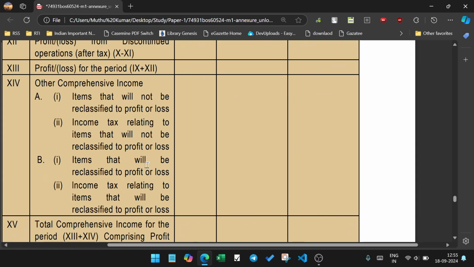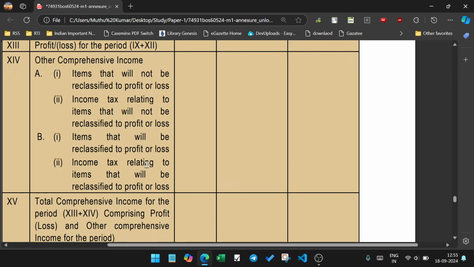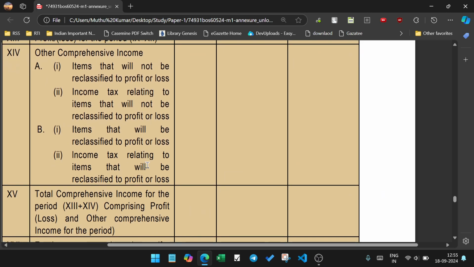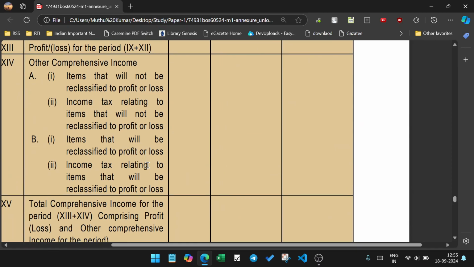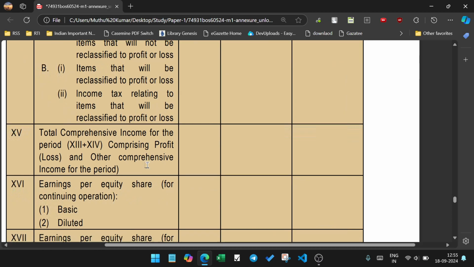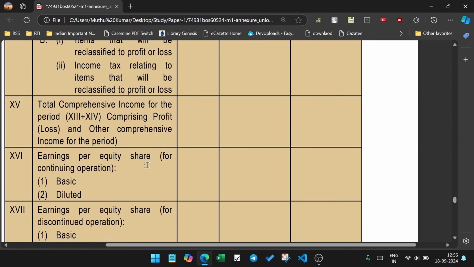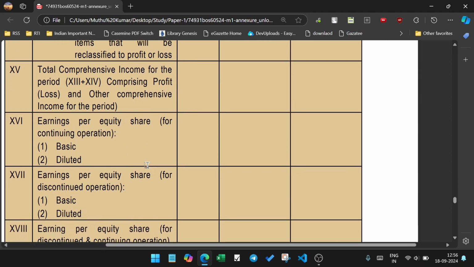Items that will not be reclassified to profit and loss account, and income tax related to the items that will not be reclassified to profit and loss account. Items that will be reclassified to profit and loss account, and income tax related to the items that will be reclassified to profit and loss account. Total comprehensive income for the period, comprising profit and loss and other comprehensive income for the period.